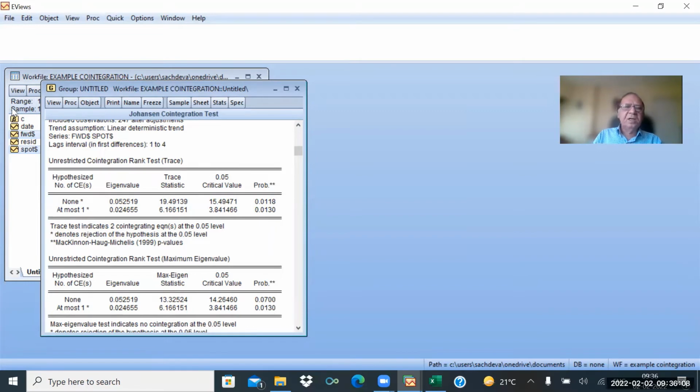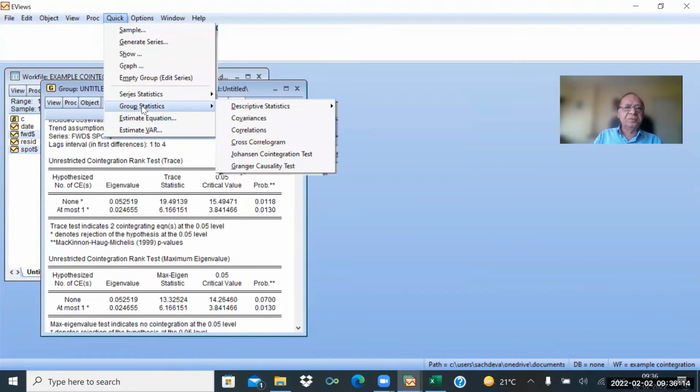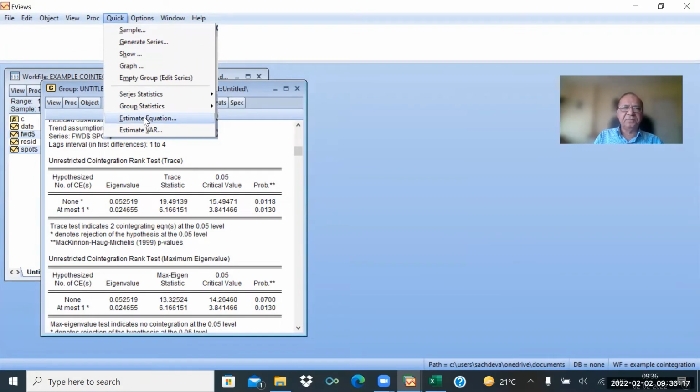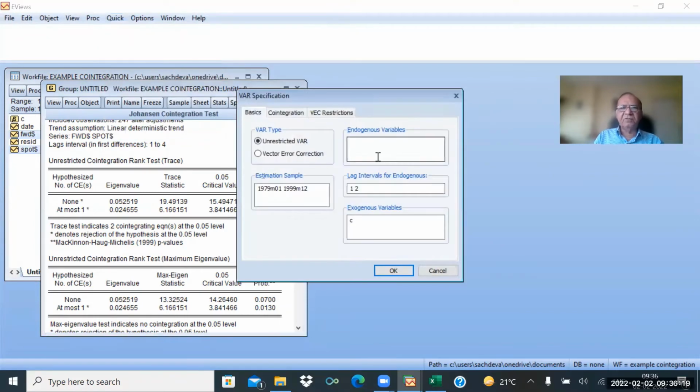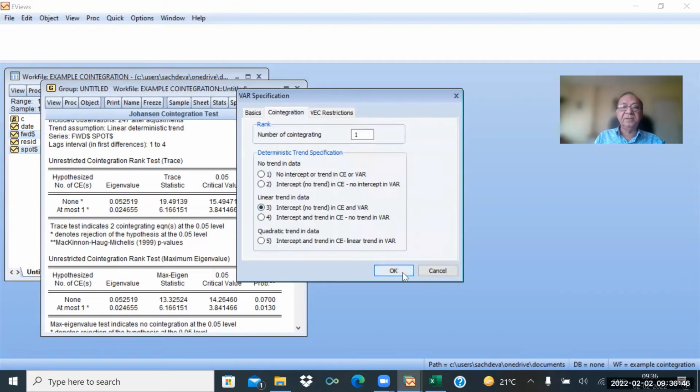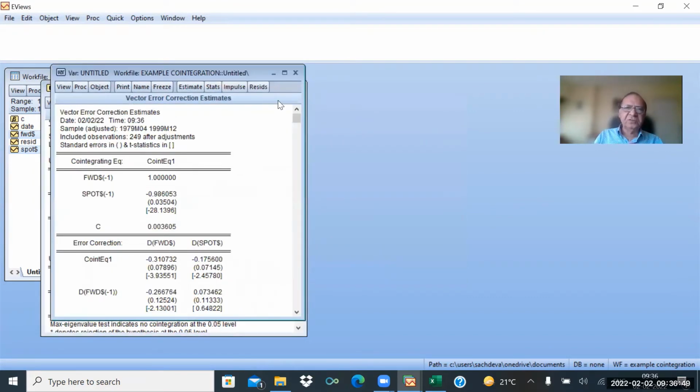But let us learn. In this case, we are going to go for this Quick, Group Statistics, Johansen, estimate equation or estimate VAR. We will go for estimate VAR, and we will go for vector error correction, because if there is a cointegration equation, then we have to do this vector error correction. So our forward dollar and spot dollar. And we are going to find out cointegration. Let us say number 3, let it be there, and we have that.